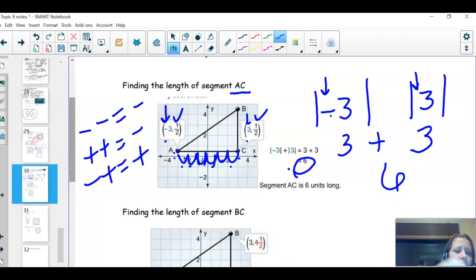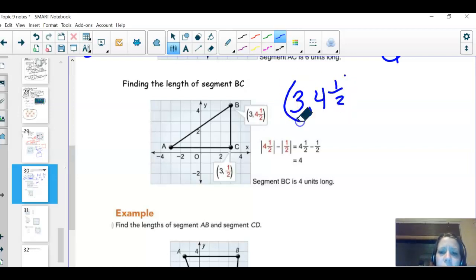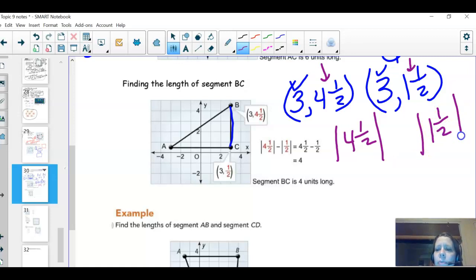Now, let's go ahead and look at BC. You're going to see that this one's slightly different. So my points are 3, 4.5 for B, and 3, 1.5 for C, right? 3 and 3 are the same. 3 y 3 son mismos, pero yo tengo este y esto. Estos son diferentes. These are different. So I'm going to put 4.5 absolute value and 1.5 absolute value.